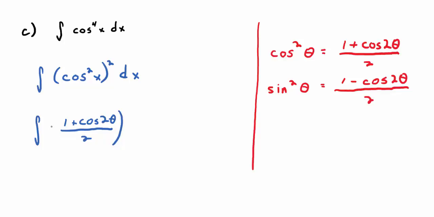Is it theta or x? X is what I meant to say, yeah. Dx. In this case, theta is x. There's no need for that substitution, right? So we have to square that whole quantity, don't we? Yeah. Because all I have written right there is the cosine squared x in another form.